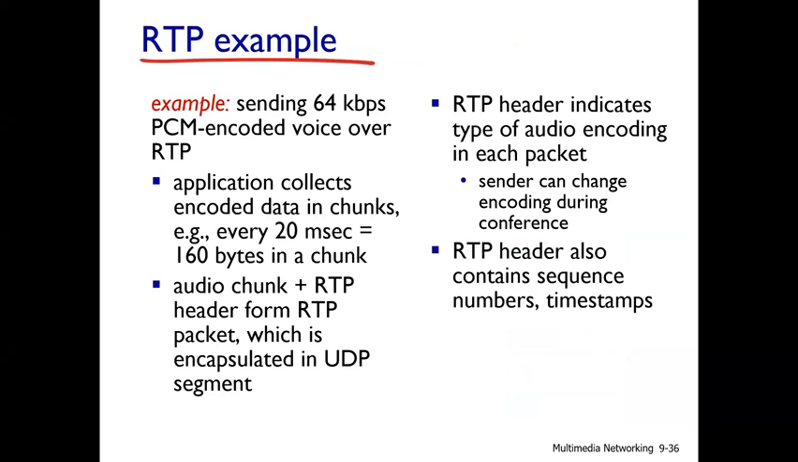Now let's take an example. Suppose I want to send 64 kbps PCM, which is encoded voice, over RTP. How am I going to send that? I have to use my application layer because it deals with that. The application will collect all the encoded chunks. First it will encode all the data chunks. I told you that it takes 20 milliseconds for each data chunk, so for every 20 milliseconds, 160 bytes of data has to be present inside your chunk.